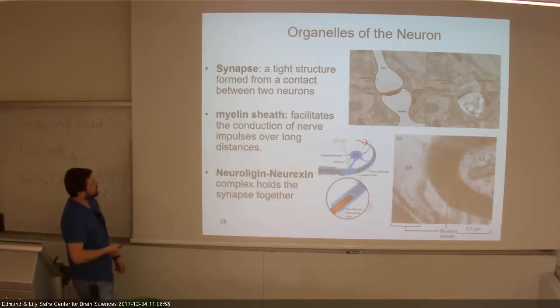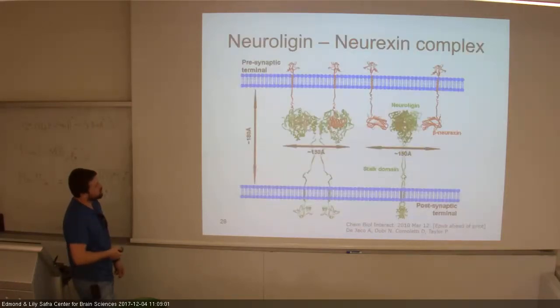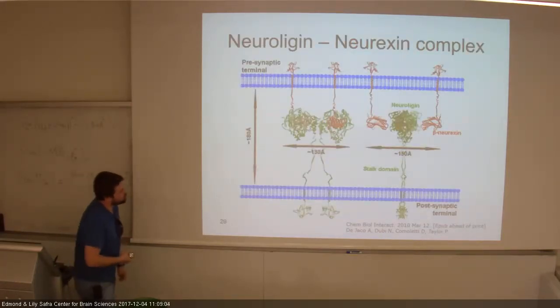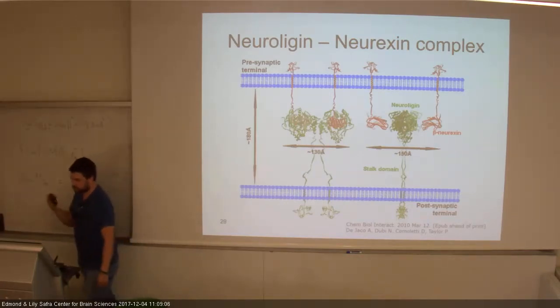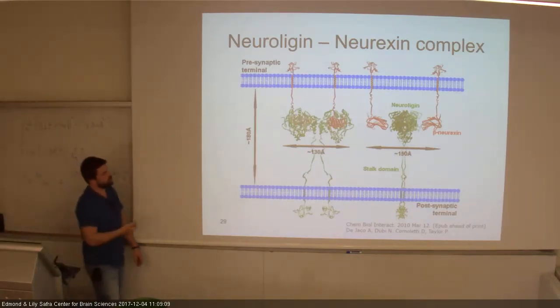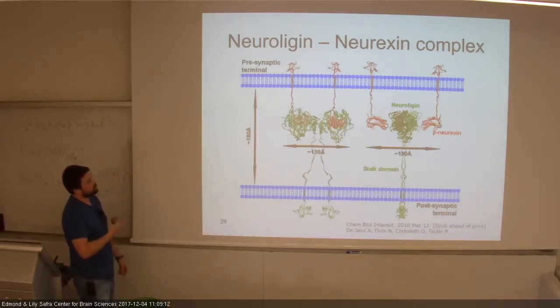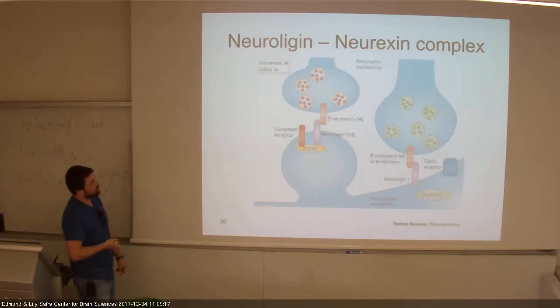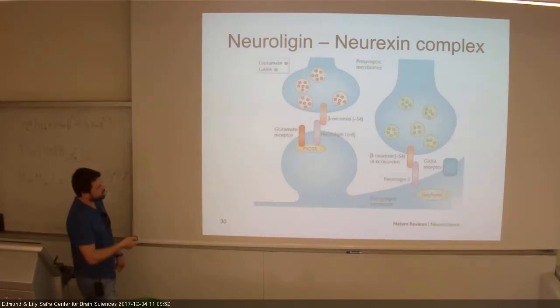And we also talked about the neuroligin-neurexin complex, which is something very important to neurons, because these scaffold proteins, neurexin and neuroligin, are the ones in charge of interacting or holding the synaptic cleft together. And these are very specific to the type of synapse that they hold. For example, in glutamate or excitatory synapses, you will often find neuroligin 1 and beta-neurexin, whereas in inhibitory synapses that have GABA receptors, you'll find beta-neurexin and alpha-neurexin and neuroligin 2.